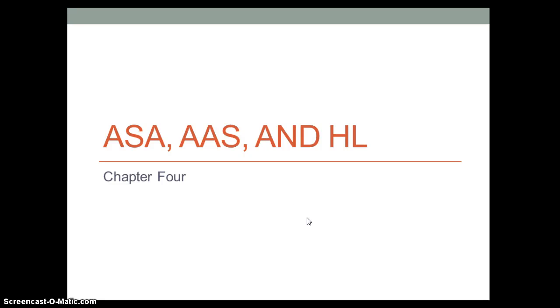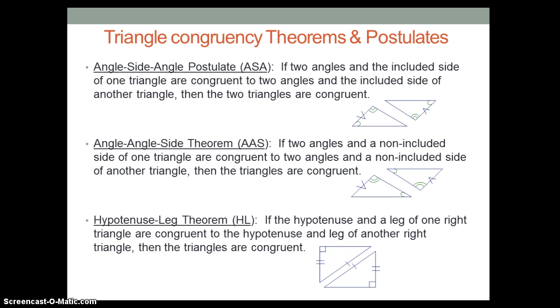We're going to continue talking about congruent triangles and look at 3 more ways to prove triangles congruent. The 3 new ways we're going to add, remember we have 2 ways already, side, side, side, and side, angle, side. So the next one we're going to look at is called angle, side, angle. And that says if 2 angles and the included side of one triangle are congruent to 2 angles and the included side of another triangle, then the 2 triangles are congruent.